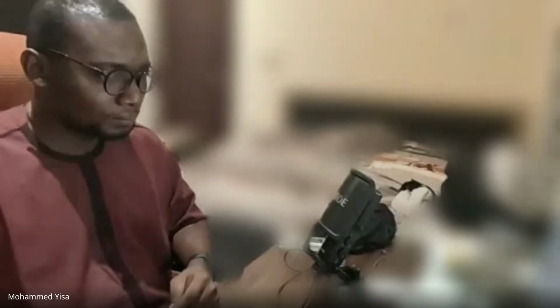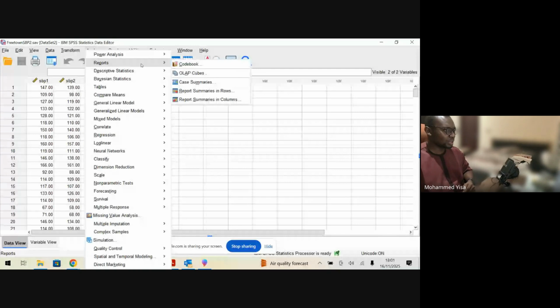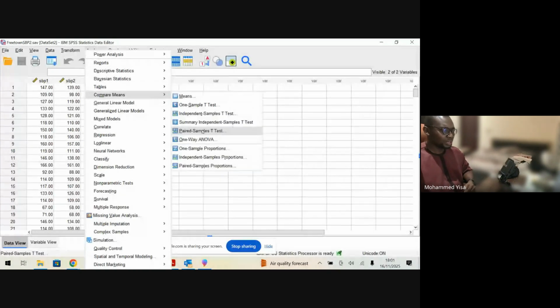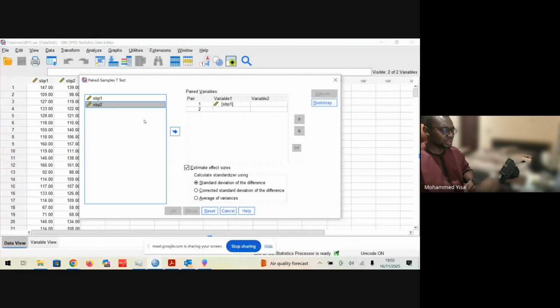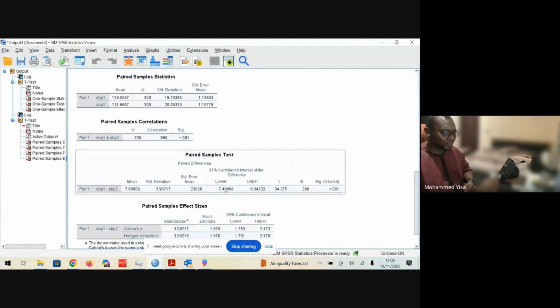Okay, Abdurrahman has a question. Yes, sir. I wanted to ask why, in the paired mean difference table, there was no p-value, because it could have been easier. There is a p-value. Let me show my screen. I've actually not even done the analysis on my own computer. Compare means, paired sample t-tests, SBP1, SBP2, and then okay. So you say there's no p-value?